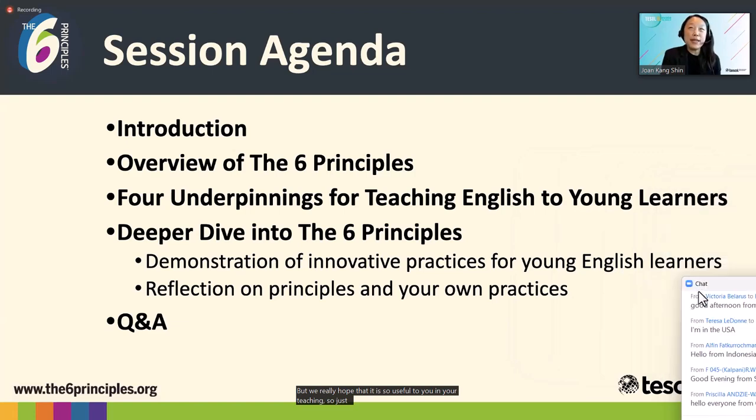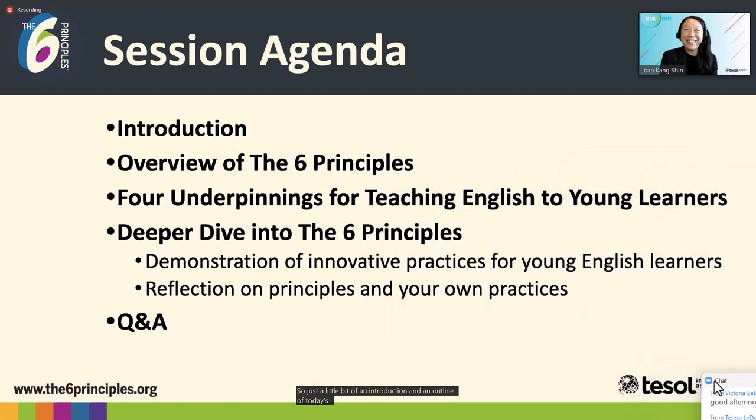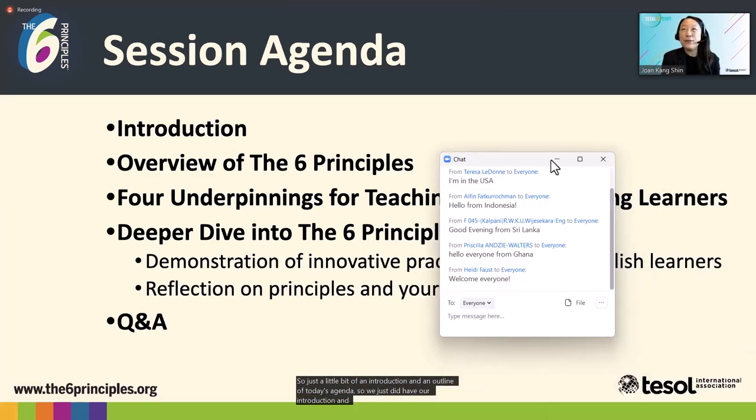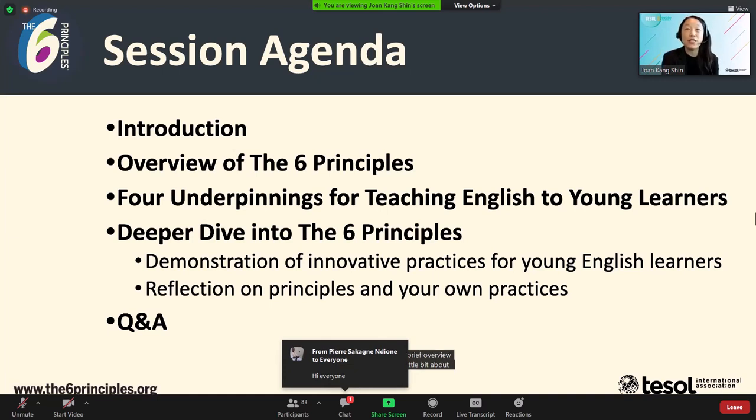Just a little bit of an introduction and an outline of today's agenda. So we just did have our introduction, and we're going to do a brief overview of the six principles and then talk a little bit about the four underpinnings for teaching English to young learners. And then we're going to take a deeper dive into the six principles by doing a demonstration of some innovative practices for young English learners, and then give you an opportunity to reflect on the principles and your own practices.